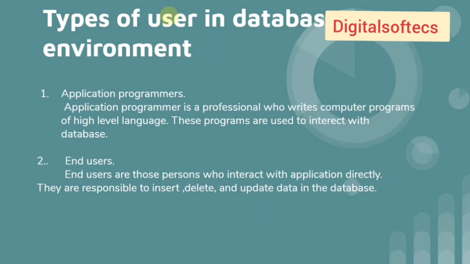Second was the end user. End users are those who interact with the application directly. They are responsible for inserting, deleting, and updating the data in the database. They are not aware of how the database works or how the data is processed. They are just able to insert and delete information and data in the database. The end user is also controlled by the application programmer, because the application programmer has made the DBMS system.